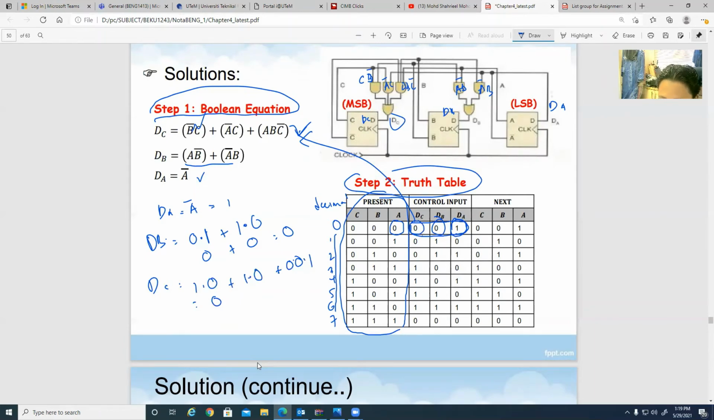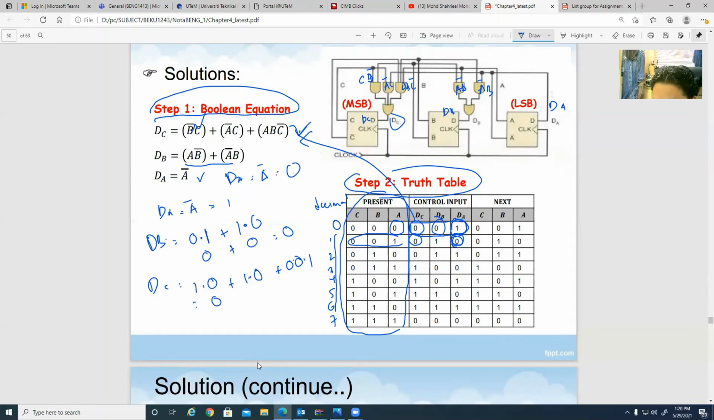For the control input, use this input to substitute into this one, for example. For DA, A bar: now our A is 1, so A bar will be 0. That's why here we get the 0. Similar for DB and DC, based on this equation. All right, clear?